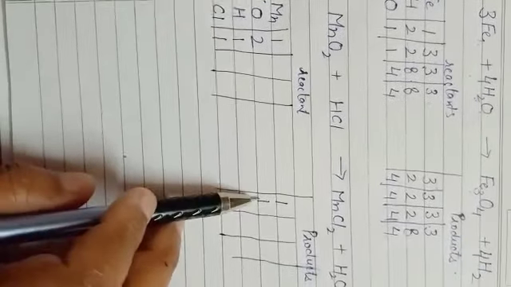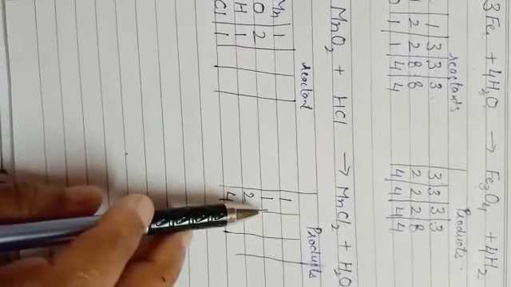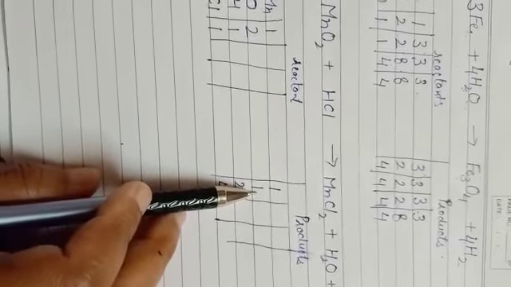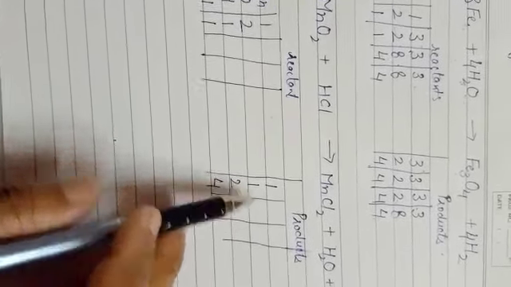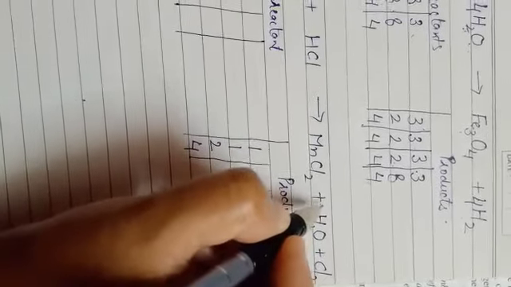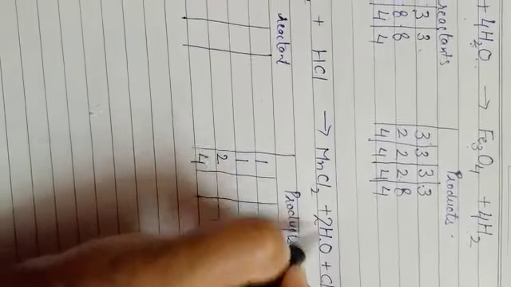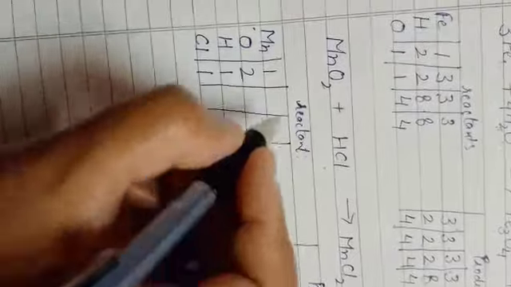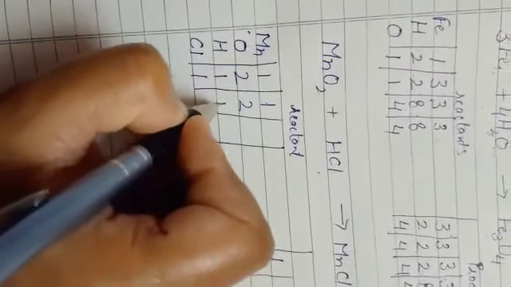To balance the oxygen, we have to make oxygen on this side 2. So there is only 1 atom of oxygen. To make it 2, we have to multiply oxygen by 2. So after using any coefficient, now count the number of atoms on both sides of each element. This side we have not made any change, so the number of atoms remains the same.